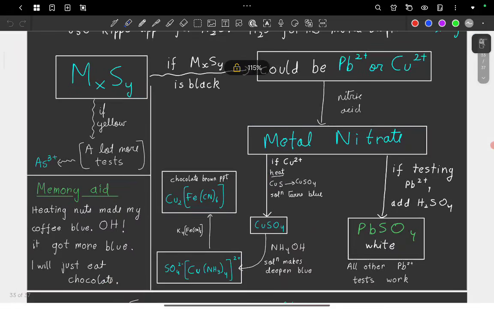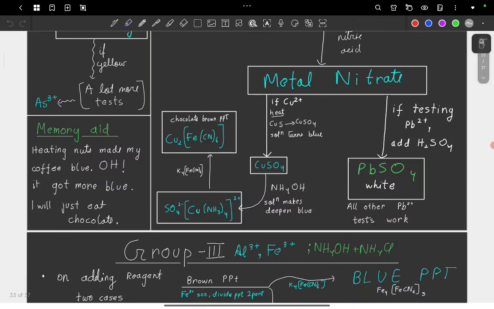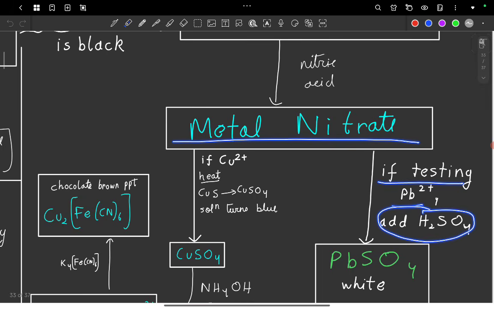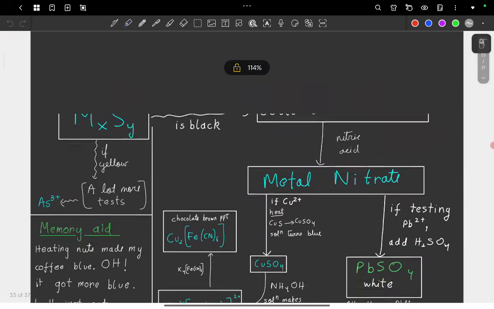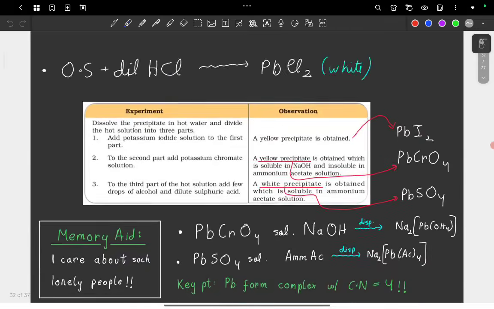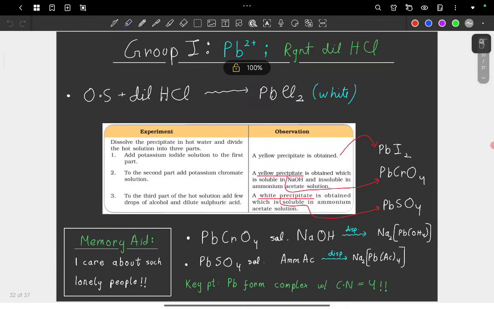And you know that you are either testing for one of these. You can't test for both of these at once. You are testing that either Pb2+ is present or Cu2+ is present. So if you are testing for Pb2+, you have your metal nitrate here, and then you have to add H2SO4 if you are testing for Pb2+, and you know PbSO4 is white from the earlier test. And just so you know, once you have your metal nitrate, all of these tests of group 1 can work. Okay, and you have to remember this as a trivial fact.